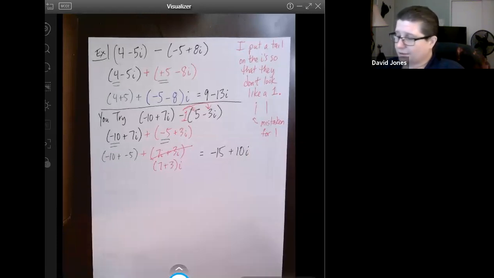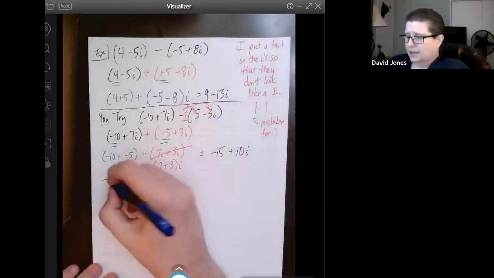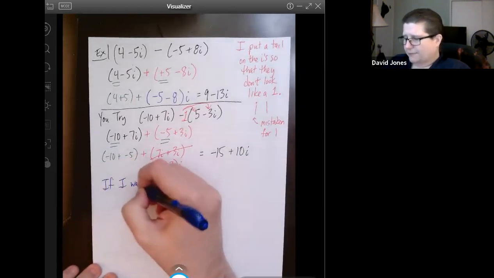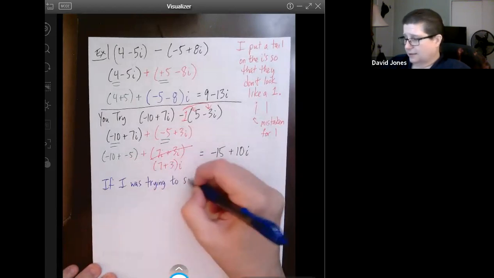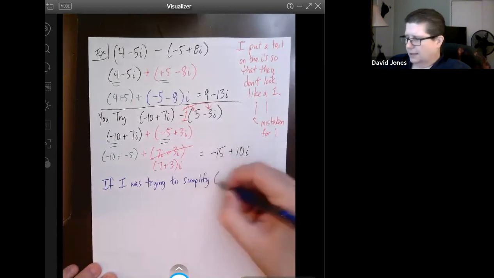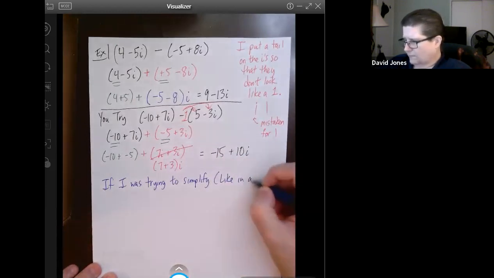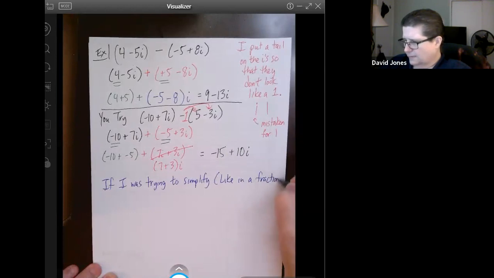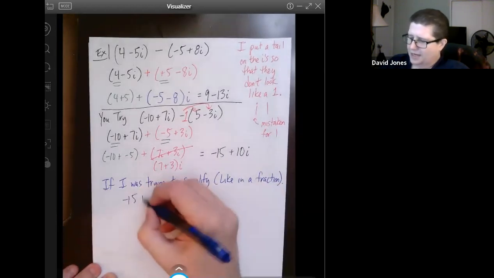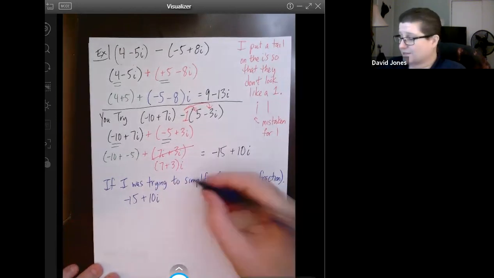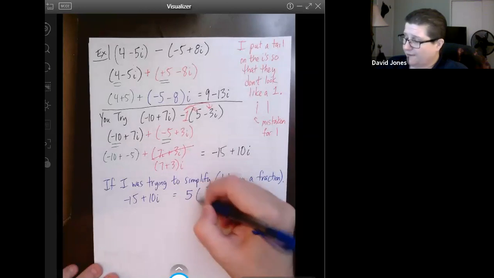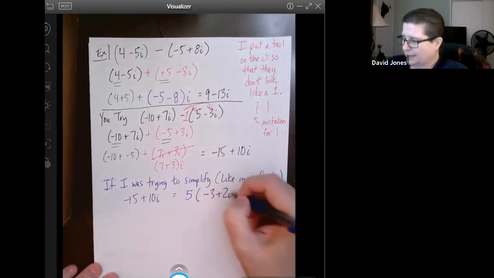So that's the answer. If I wanted to factor out a common factor, like if I was trying to simplify, let's say there's something in the denominator, like in a fraction. I've got negative 15 plus 10i. 15 and 10 both have 5 as a factor. I could factor out the 5 and have negative 3 plus 2i.